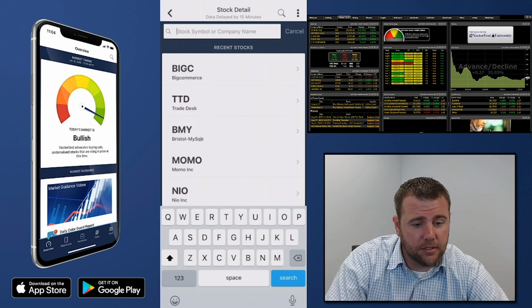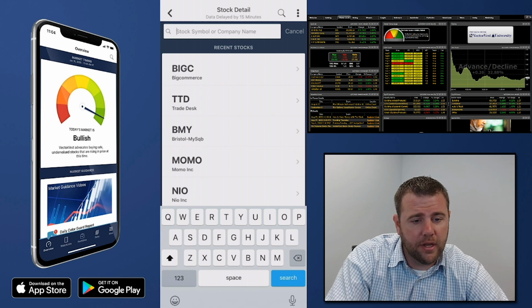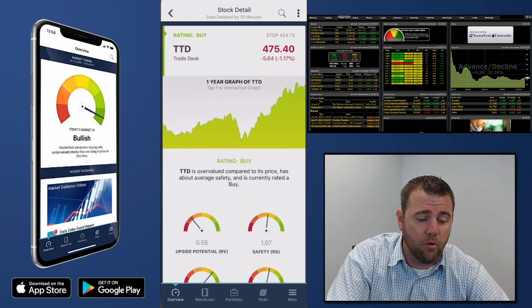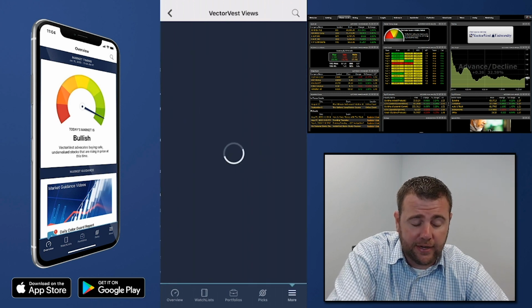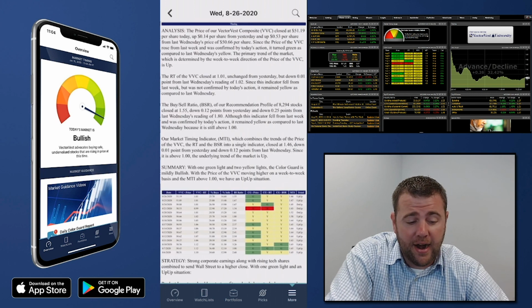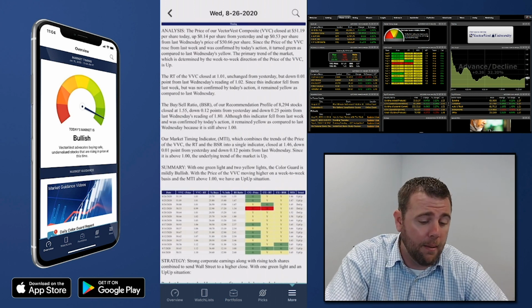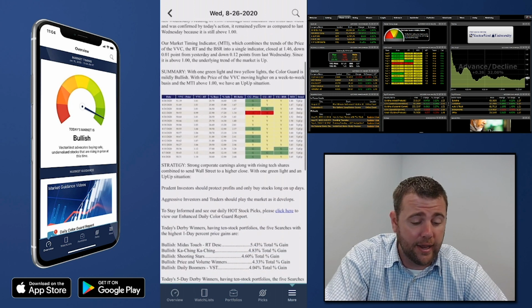Let's see. Go over the view again. So, all right. So real quick, we'll just go back out of here. Go to the more section. And at the top of the more section, you have the VectorVest views. Here you can find the nightly written out report that talks about what's going on in the market, the differences or changes in all of our indicators on a breakdown on a daily basis.